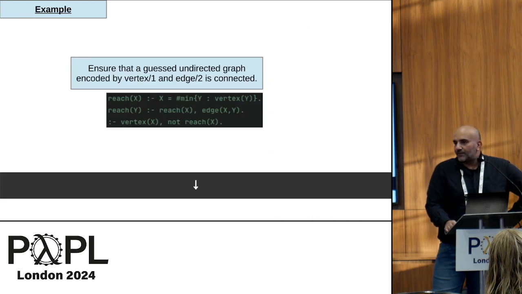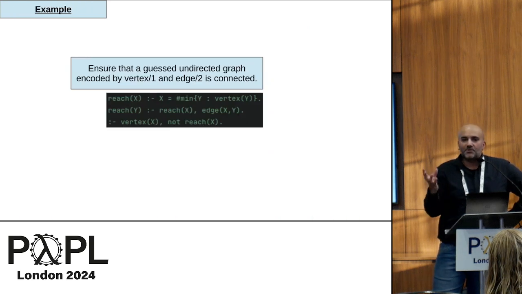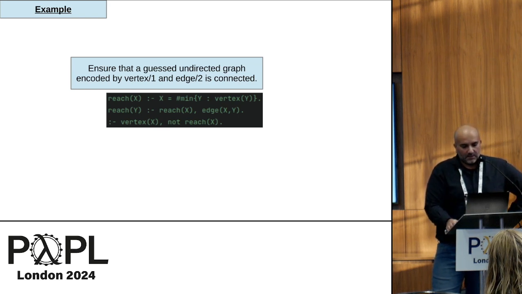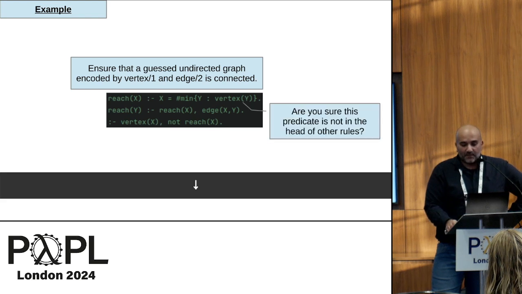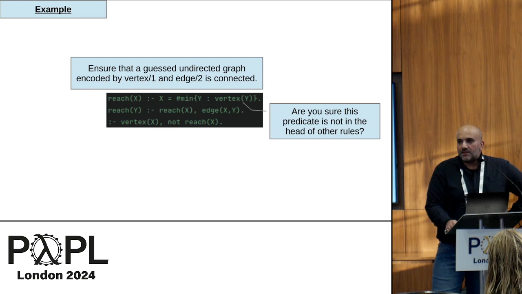Not a lot, okay? And let me say that it's not even just because of the non-monotonicity, it's because of the lack of isolation. So in our example, maybe we were assuming that this predicate vertex is not modified outside. Otherwise, this encoding doesn't work. But we don't have any linguistic construct that will ensure this property.